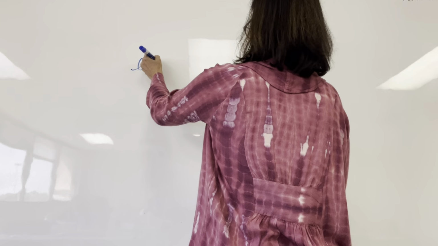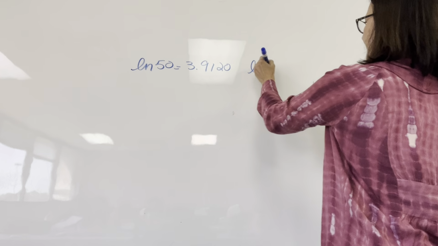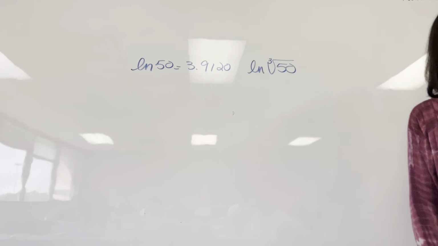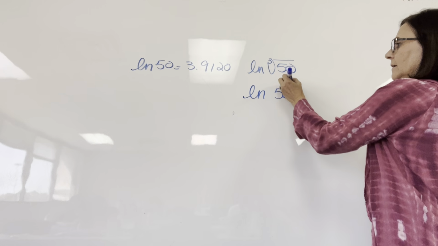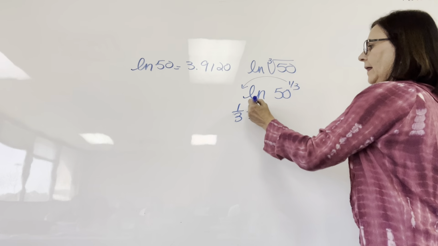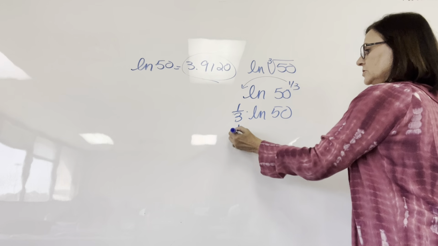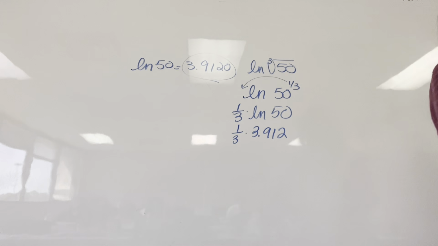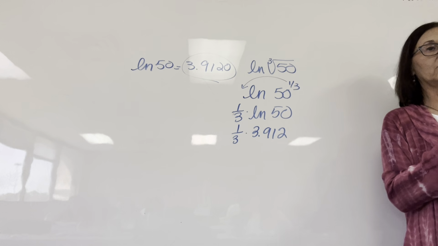Now we have the ln of 50 is 3.9120. What is the ln of the cube root of 50? Well, can I write the cube root of 50 in exponential form? What does it look like? Right, and what's the power rule? Multiply. 1/3 times the ln of 50. This is the ln of 50. So it's 1/3 times 3.912. All right? Those are the basic rules.